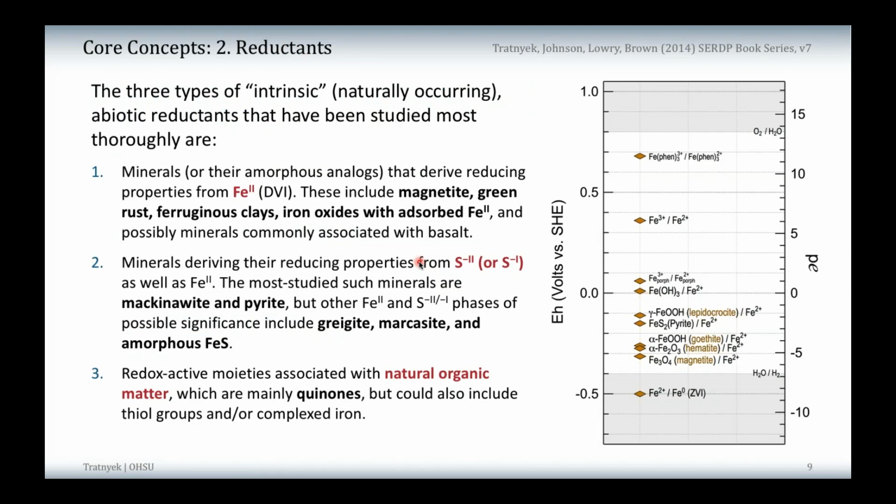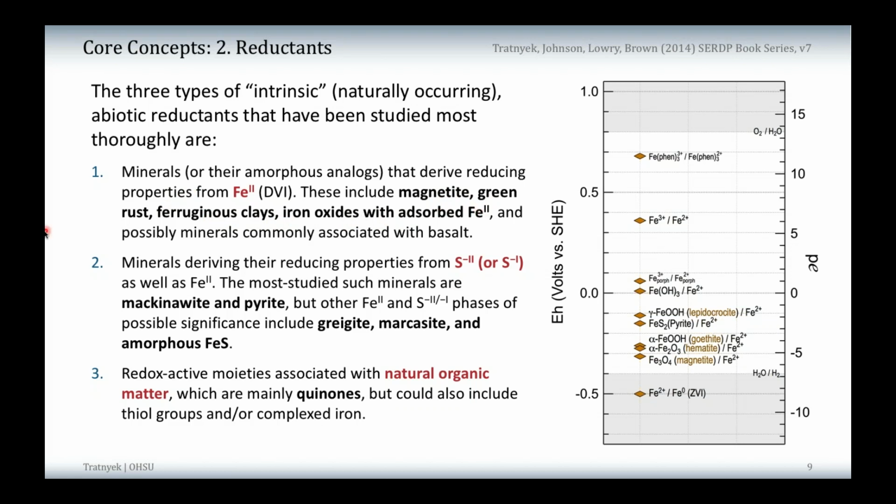Okay, so more on the reductants. Let's elaborate a little bit on the intrinsic reductants. These are naturally occurring. They're mostly mineral phases that are derived from iron 2. So again, DVI. The particular phases that are candidates for this would include magnetite, green rust, ferruginous clays, and iron oxides with adsorbed iron 2.